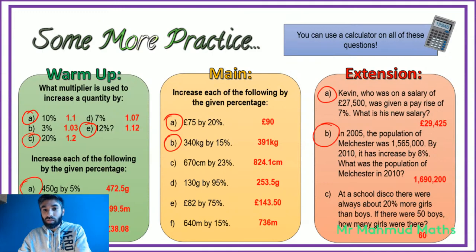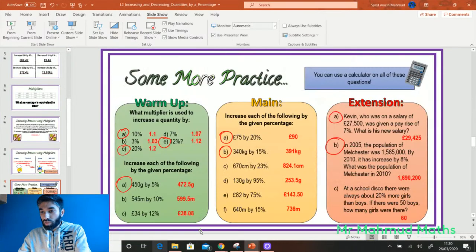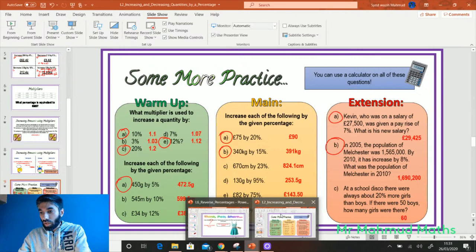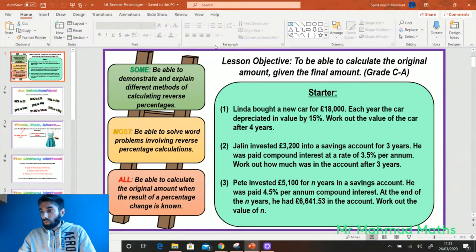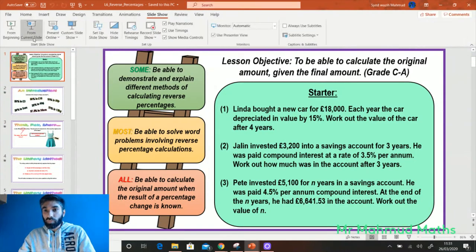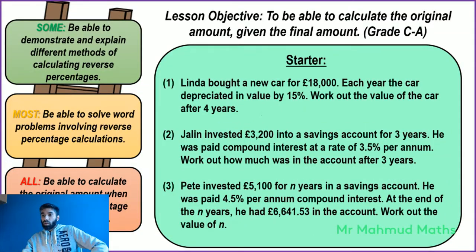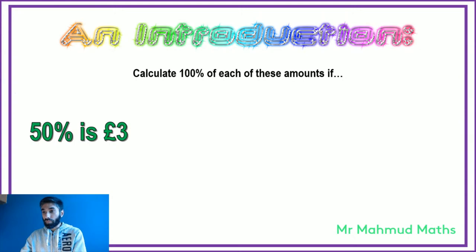reverse percentage. Now this is a slightly more advanced topic, because these ones do come up in higher GCSE as well as foundation. Okay, so these are grade C to A or grade 5 and above. So to be able to calculate the original amount given the final amount. Okay, so let's have a look at some examples. The success criteria, or what we need to know: be able to demonstrate and explain different methods of calculating reverse percentage, be able to solve word problems, and be able to calculate the original amount. Okay, so let's have a look.